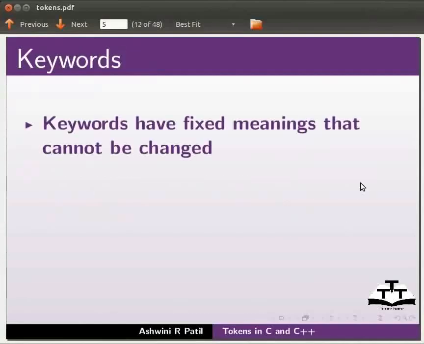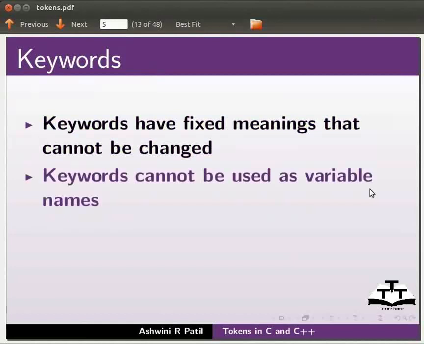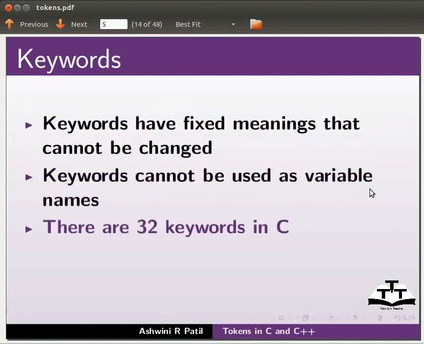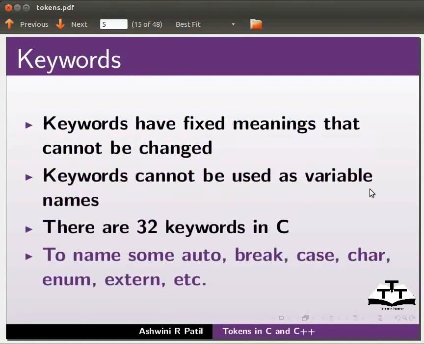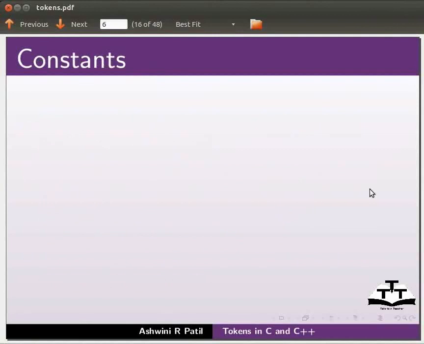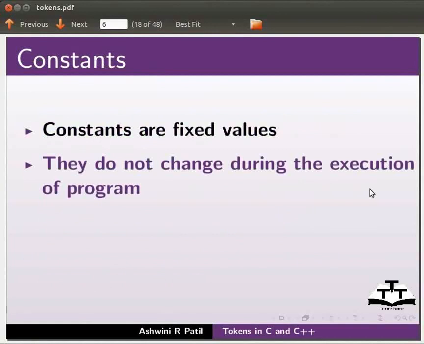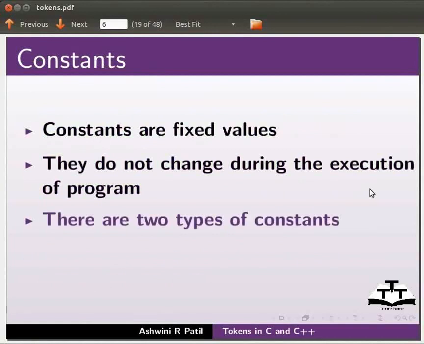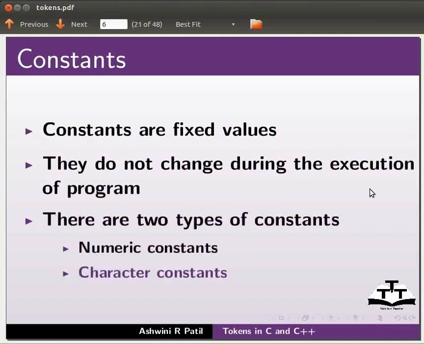Keywords have fixed meanings that cannot be changed. Keywords cannot be used as variable names. There are 32 keywords in C. To name some: auto, break, case, char, enum, extern, etc. Constants. Constants are fixed values. They do not change during the execution of the program. There are two types of constants: numeric constants and character constants.